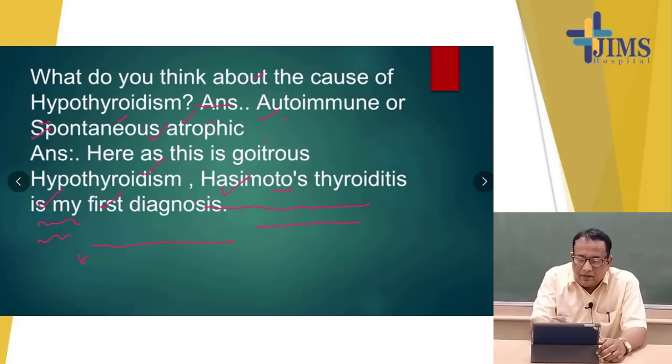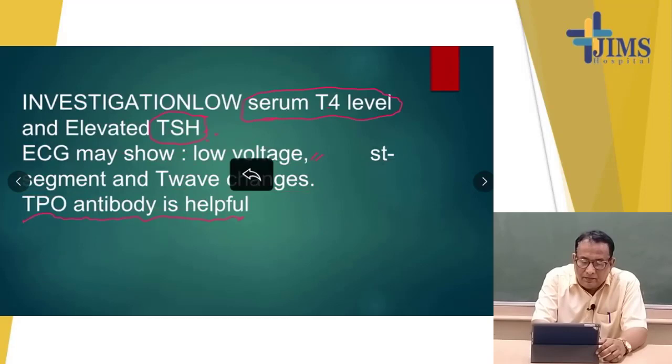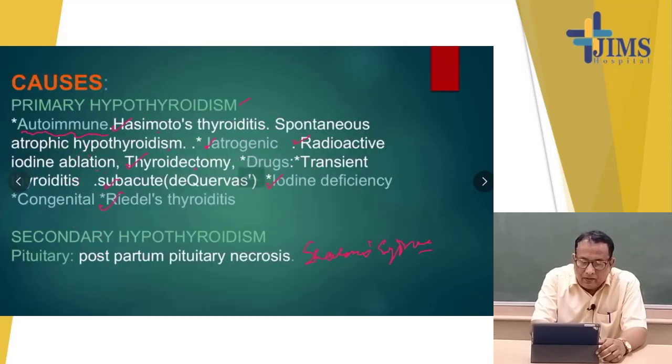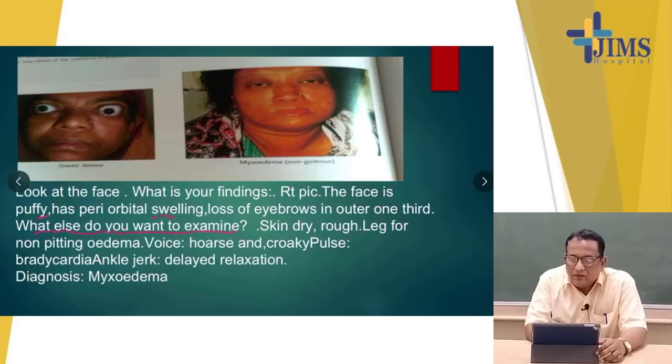Now let us see one other patient. Yes, here in the right picture, the face is puffy, there is periorbital swelling, loss of eyebrows. If you are asked what you want to examine more, you are suspecting this is a case of hypothyroid, but more features are to be added.